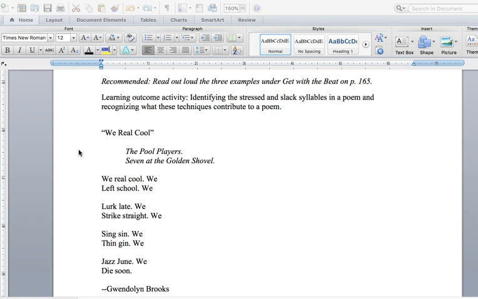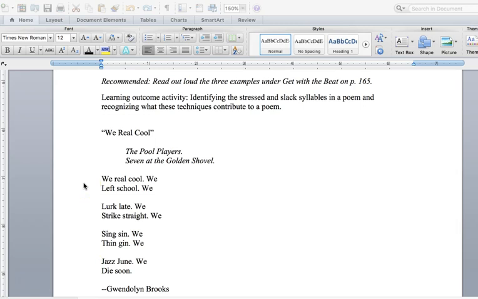So first, let's look at what's happening in the poem. We have 7 pool players in a pool hall, and we know that they're young. They should be in school. Instead, they're in the pool hall. They stay out late. There's music involved. They sing sin. They jazz June. There's drinking involved. And they will die soon. They will die young. How does Brooks use rhythm to increase our understanding of the experience of these young men?